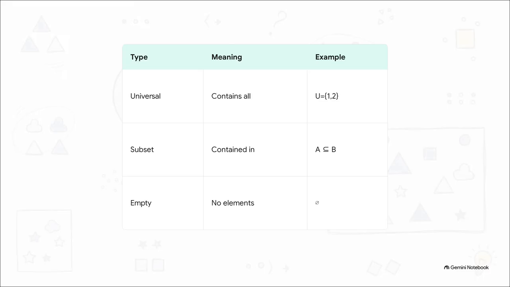Before we make our final push, let's quickly recap the ecosystem using this summary. We've got the universal set containing everything and the empty set containing nothing. We have subsets that sit inside other sets and proper subsets which are strictly smaller. And we have overlapping sets that share elements alongside disjoint sets that are completely isolated. Seeing it all laid out like this really highlights just how logical the whole ecosystem of set theory truly is.